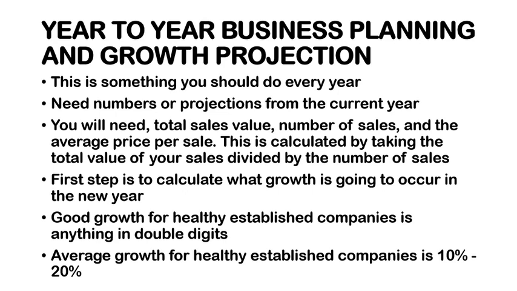So the first step is to calculate what growth is going to occur in the new year. To give you some ideas, good growth for healthy established companies is really anything in double digits. Now, if you're just starting out, your growth is probably going to be significantly more, because if you made one sale one year and you make two sales next year, you've doubled your growth. So you have to take that into consideration when you're looking at your growth projection. Average growth for healthy established companies is usually 10 to 20%. Most established companies are happy with growth of 10 to 20%. As I said, if you're just starting out, it's probably going to be higher than that. If you're an older company, well established, you could be happy with 8 or 9% growth. But for healthy established companies, 10 to 20% per year is a good goal to shoot for.